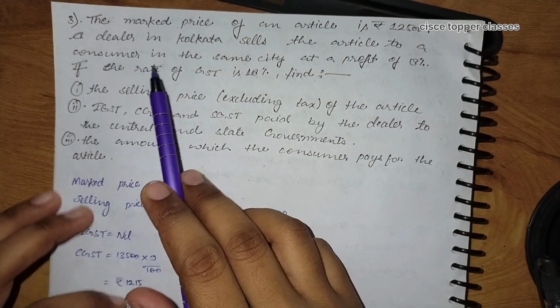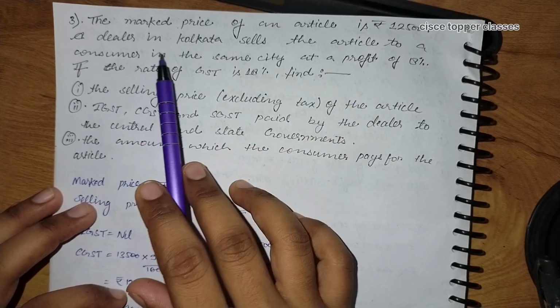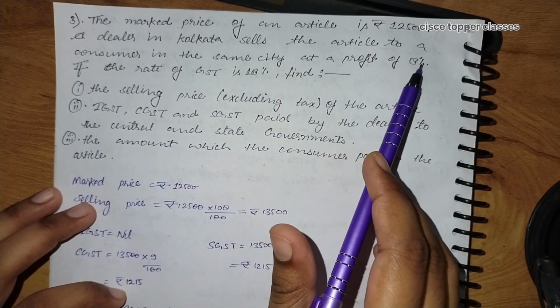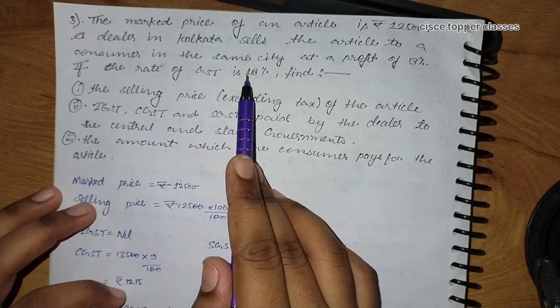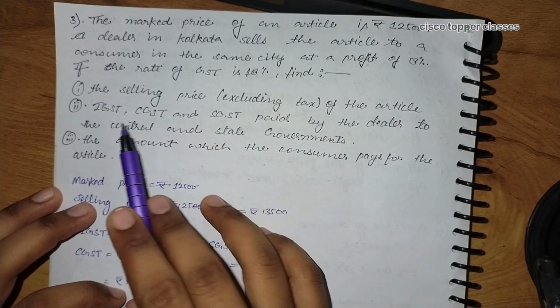Now let us solve question number 3. The marked price of an article is rupees 12,500. A dealer in Kolkata sells the article to a consumer in the same city at a profit of 8%. If the rate of GST is 18%, then find the selling price excluding tax of the article.